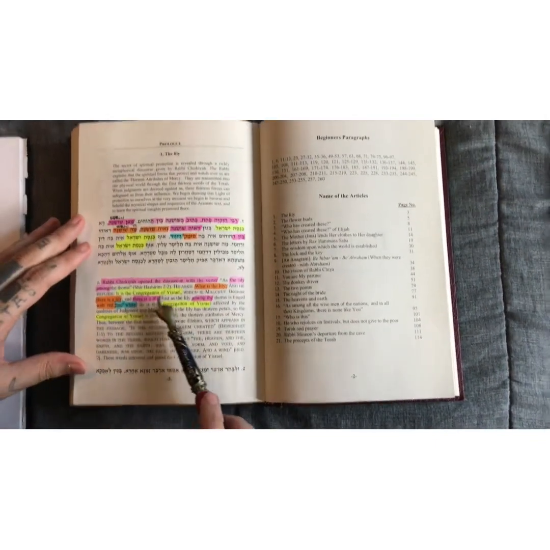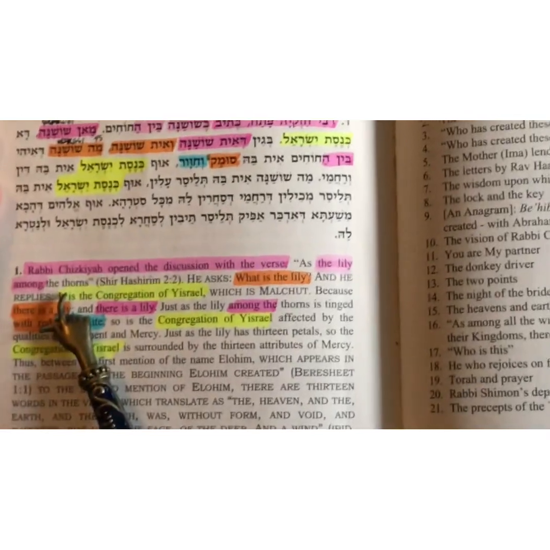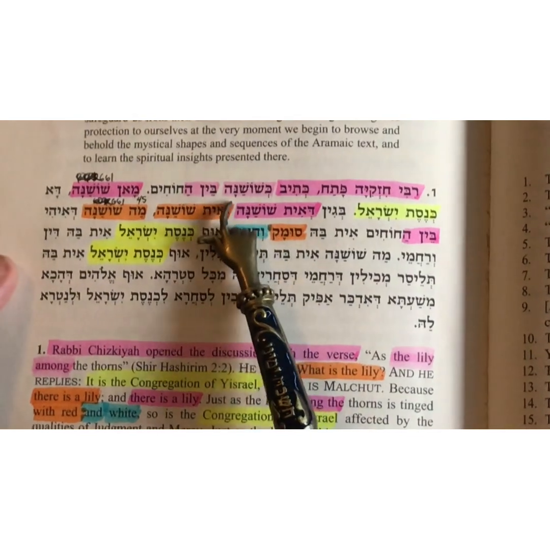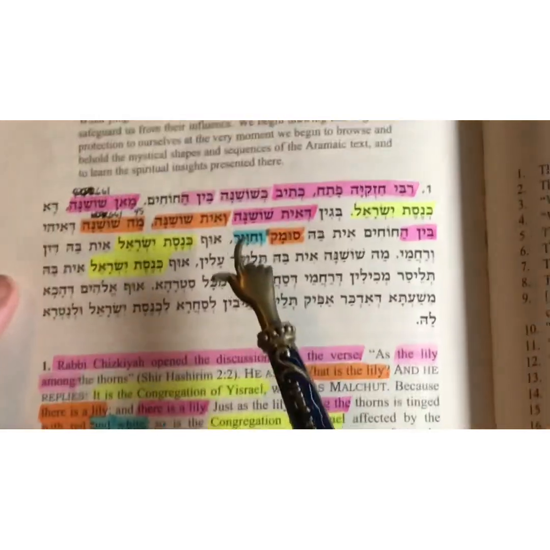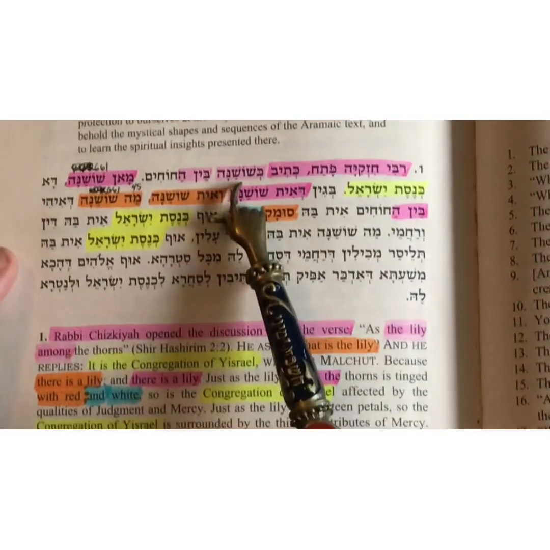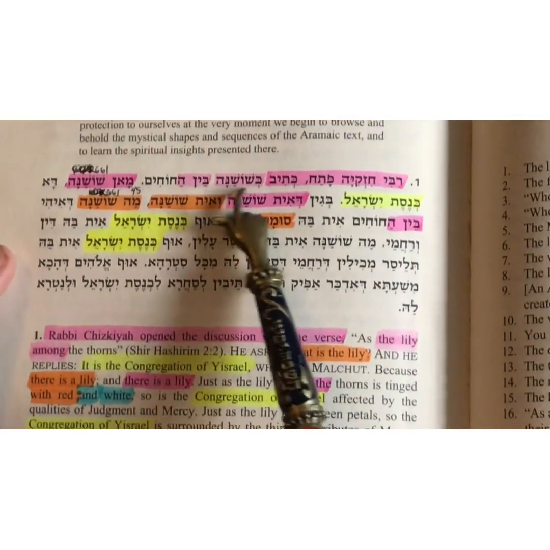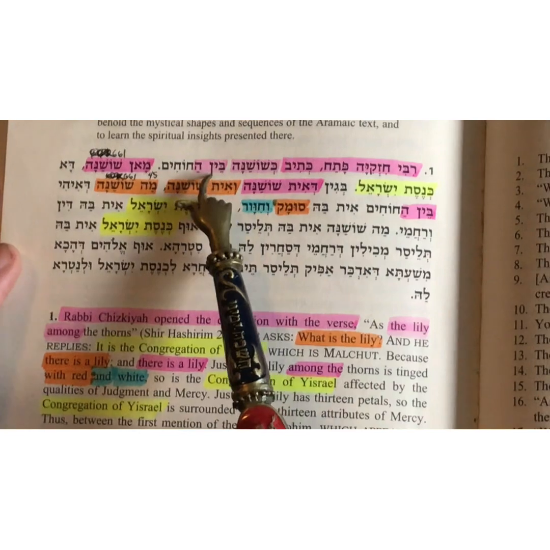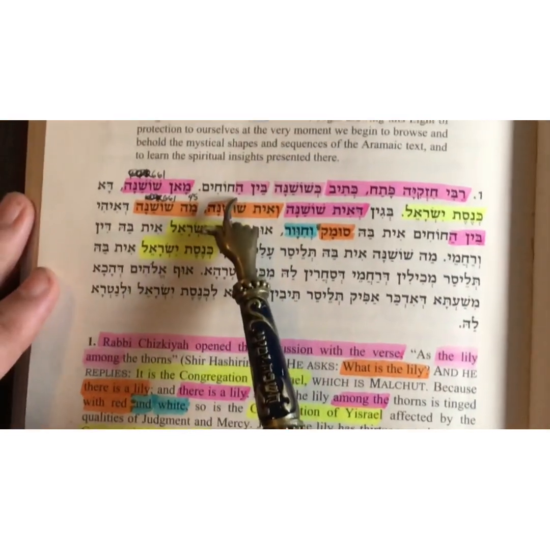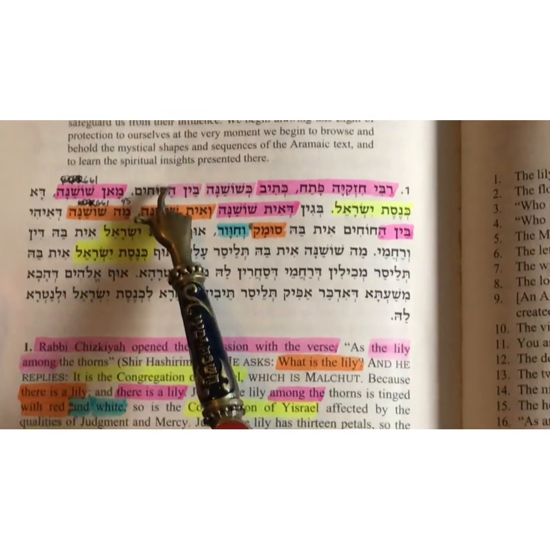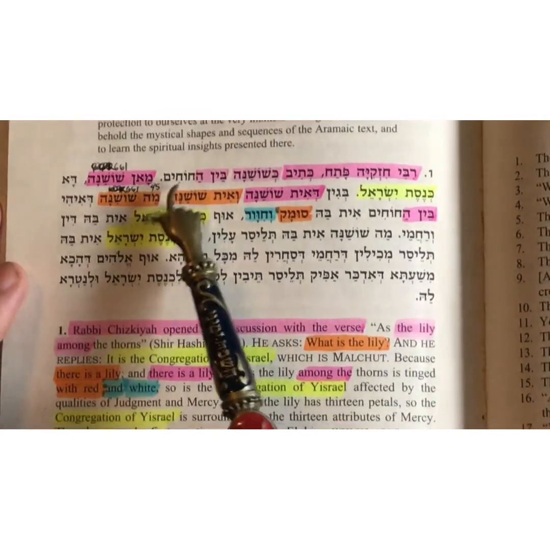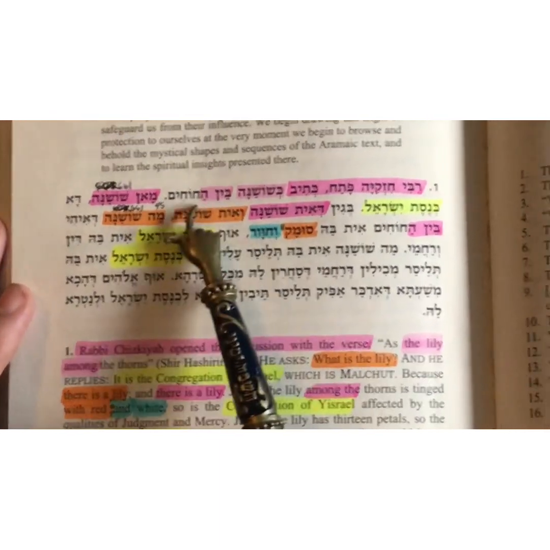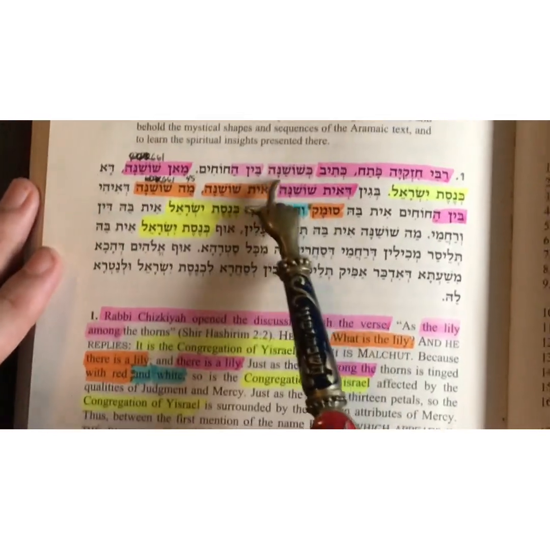It says, Rabbi Hezekiah opened the discussion with the verse, as the lily among the thorns. In the Aramaic, it says Katib Kashoshana Bin Hachohim. And the word Kashoshana here is the word rose. Bin is the word between, Hachohim. By taking the first letter of the word the thorns, which is letter Hey, and combining it with the word between, you have the word Bina, signifying that this first rose is Bina.